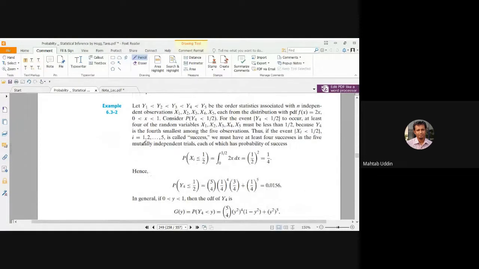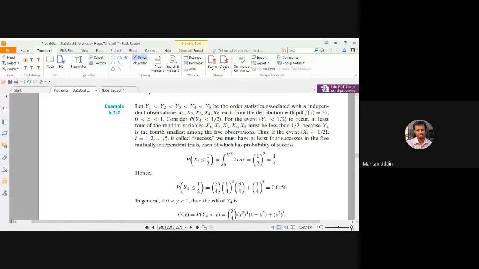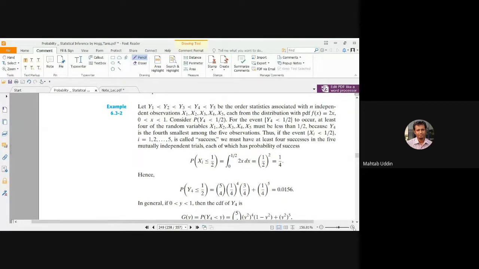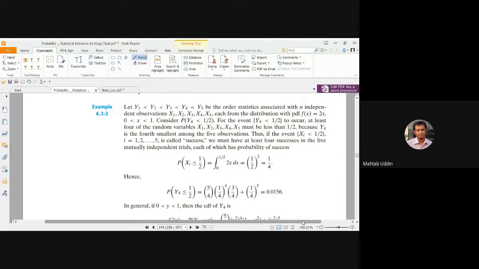Look at this. It said, I'm zooming slightly. It said, let y1 to y5 be the order statistics associated with n independent trials. Actually, this will be 5 independent trials of x1, x2, x3, x4, x5. That is, x1 to x5 are raw data, whereas the y are the order data. The y is what? Order data. Okay.